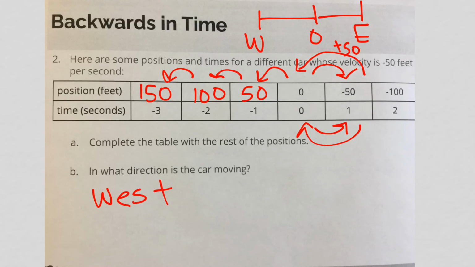Something you may notice from this table is that when we take a negative velocity and we go negative in time, we end up with a positive number. This is because a negative times a negative equals a positive.